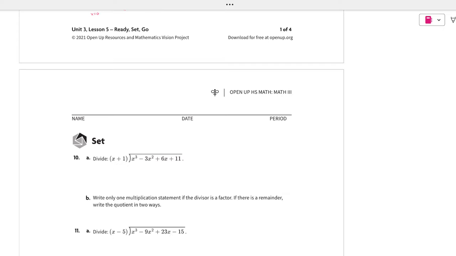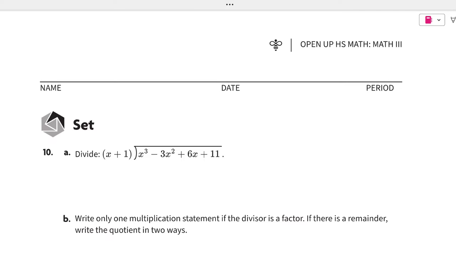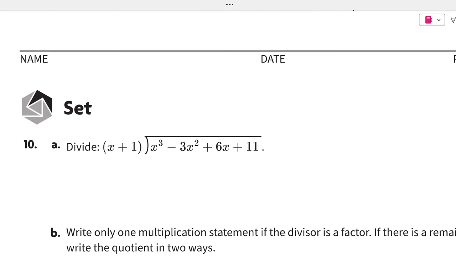So set questions wants us to first divide. So we're going to divide these polynomials. When I'm dividing, I always really just want to focus on these first leading terms. So how many times does x go into x cubed? Well, it goes in x squared times. So now off to the side, I'm going to multiply x squared times x plus 1. So that gives me x cubed plus x squared. So that's what I'm going to subtract, right?